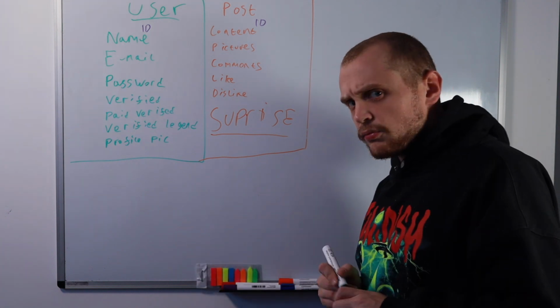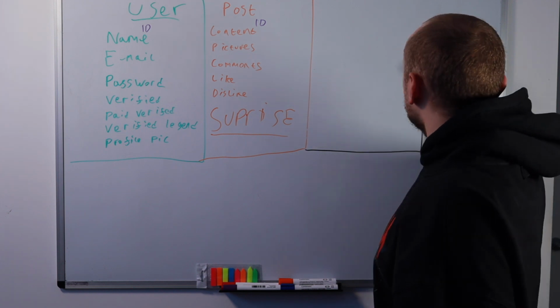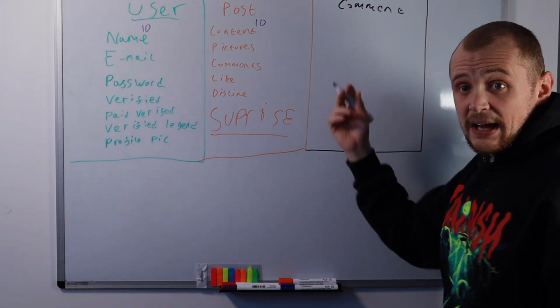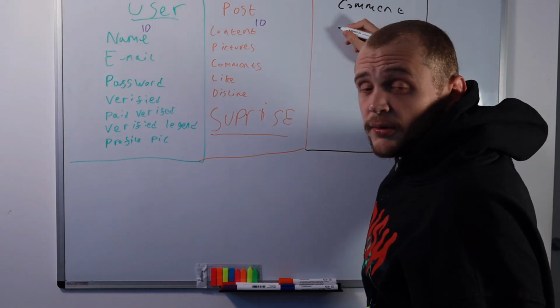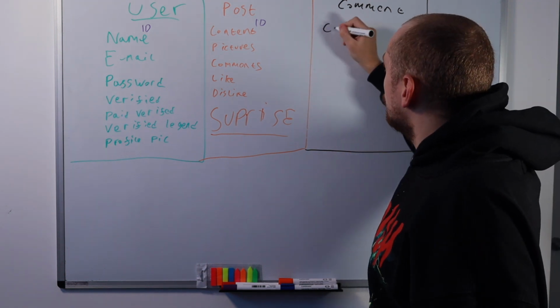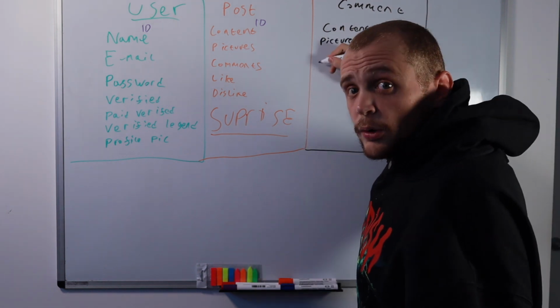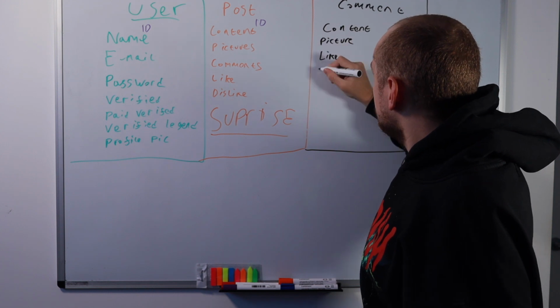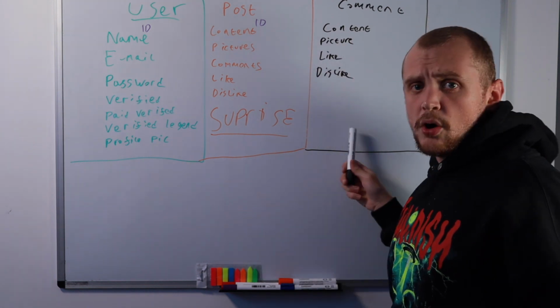We should probably write exactly what these comments could be. So we'll create a comment class. That again will have an ID, but it will also need some content, exactly the same as a post would. They could reply in a picture, and these would also have likes and dislikes. Cool, so we know our users, we know our posts, and we know our comments.